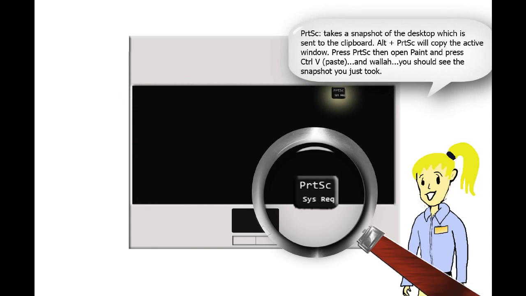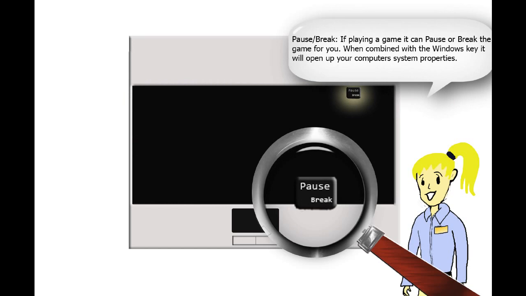Print screen. Print screen takes a snapshot of the desktop, which is sent to the clipboard. Alt plus print screen will copy the active window. Press print screen, then open Paint and press Ctrl V, which stands for paste, and voila, you should see the snapshot you just took.